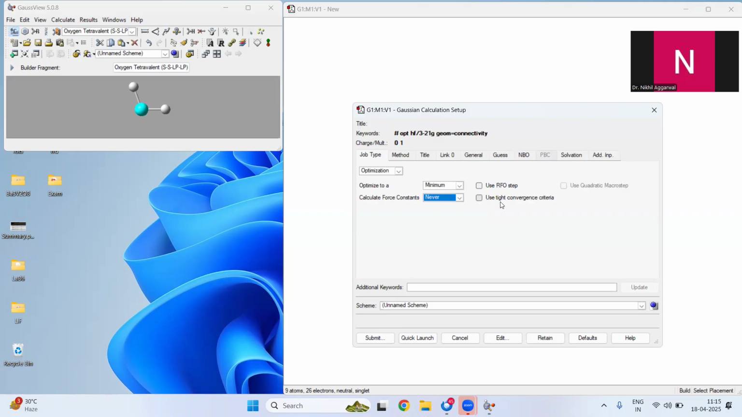Exactly. So therefore, in computational science, we always say that there is a trade-off between time and accuracy. The more time you give for the calculation, the more accurate a result you are bound to get. So, sir, what does it mean? Shall we always select this tight convergence criteria? Participants, think logically. Ideally, should we apply this tight convergence criteria for a small molecule or for a big molecule?